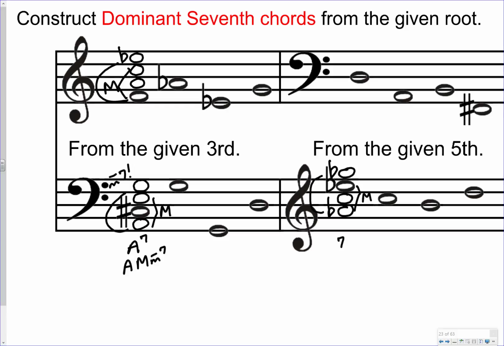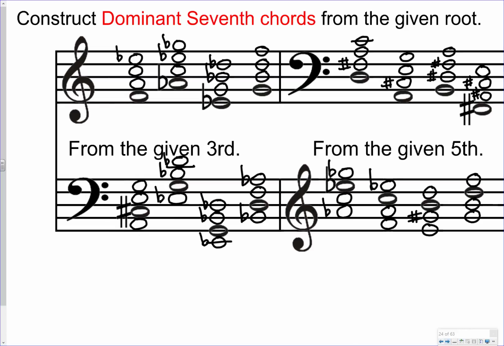Okay, so hopefully you are finished with this, or just about done constructing dominant seventh chords from the given root, third, and fifth. I've supplied the answers on the next frame, so please take a look at my answers and you can check yours. Remember, with the dominant seventh, it's also called the major minor seventh. So we should be looking at a major triad and a minor seventh interval. Let's see how we did. Please check your work.